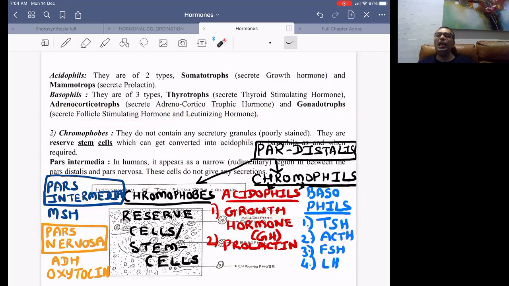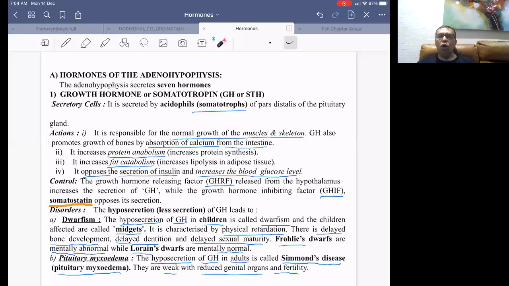Let's understand each of these 9 hormones. To start with, we have hormones of the adenohypophysis. The adenohypophysis secretes 7 hormones, of which we have growth hormone, also called somatotropin, GH, also called STH. It is secreted by somatotropes, which are types of acidophils. And what is the function of growth hormone? It is responsible for the normal growth of muscles and skeleton.